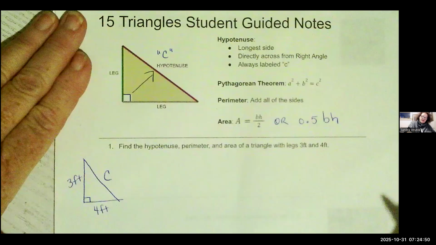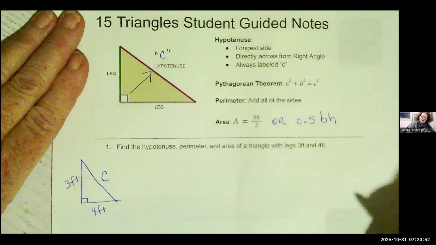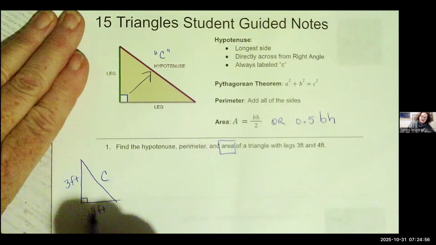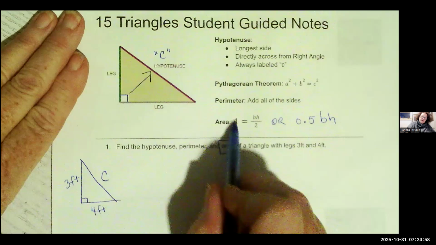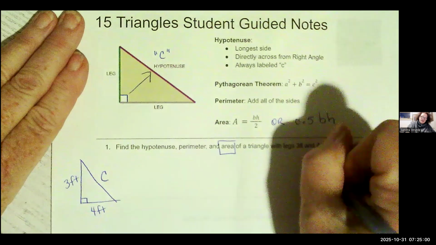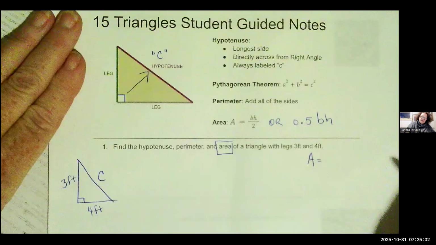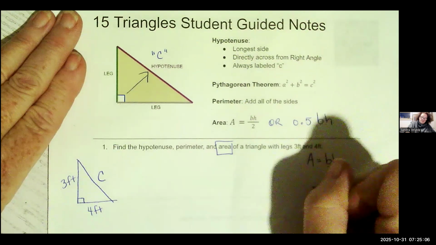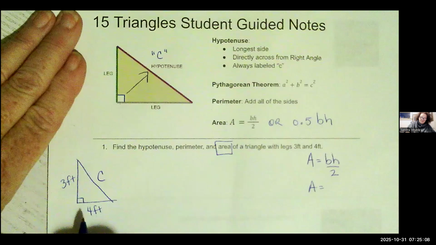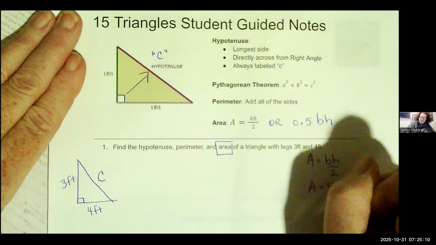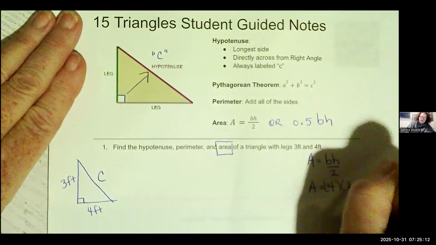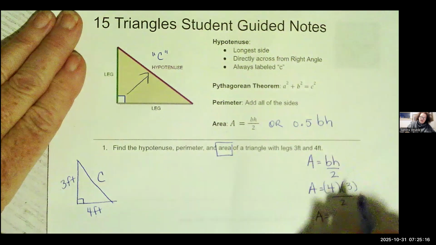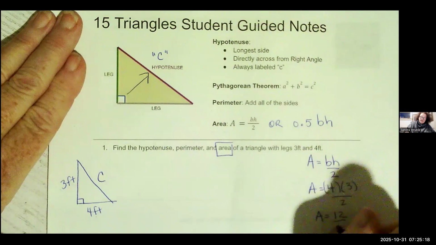Okay. The easiest thing to do right out the gate, because we have the two legs that we need to find our area, is just to find our area. And area is equal to base times height divided by 2. So 4 times 3 divided by 2. 4 times 3 is 12. Divided by 2 is 6.